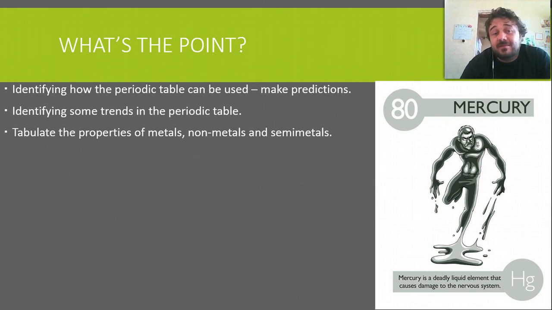So by the end of this, you want to be able to identify how we can use the periodic table to make predictions about how something will behave. You also want to identify trends in the periodic table. Cool. And you basically also want to be able to tell us the properties of metals, non-metals, and some semi-metals. Now over here we've got mercury. He's in there because while he's a metal, he actually goes dead against the properties of most metals. And we'll see that in a minute.